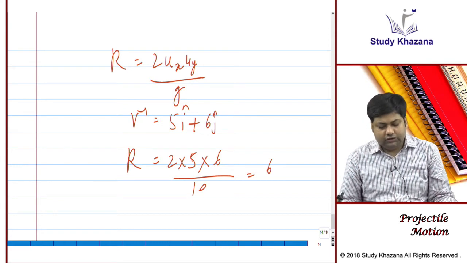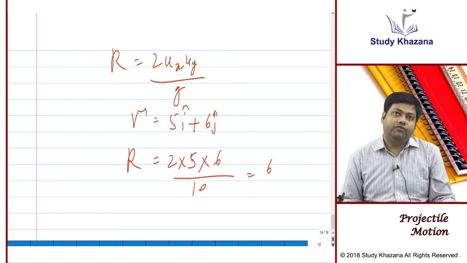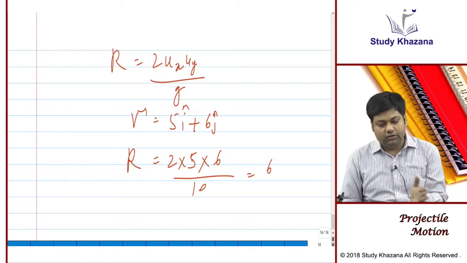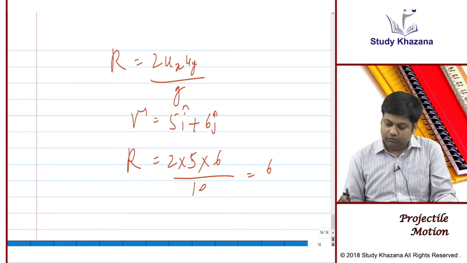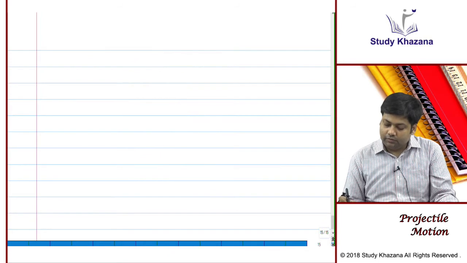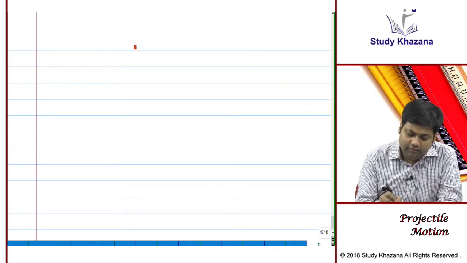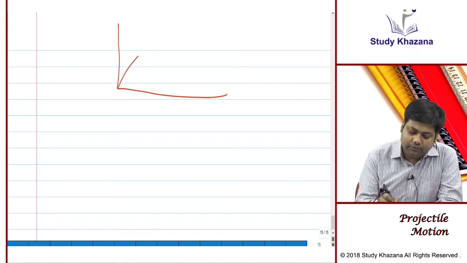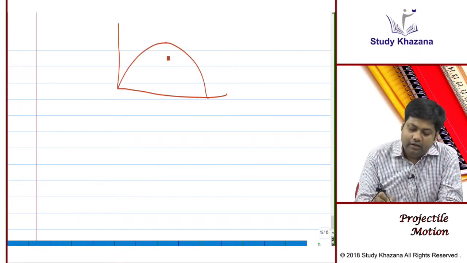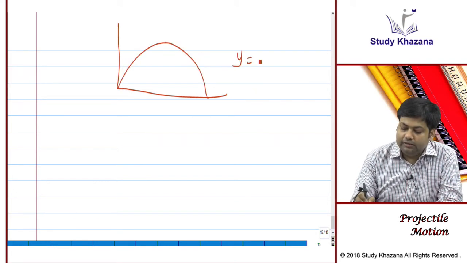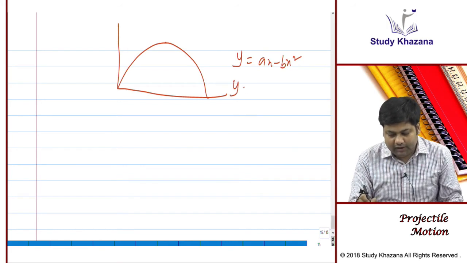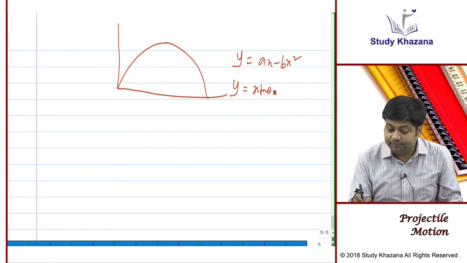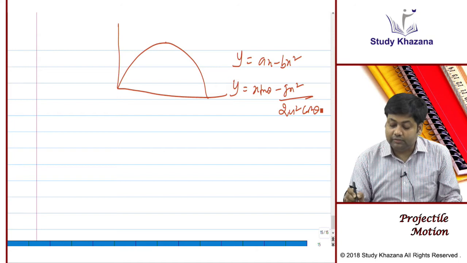Now we'll focus on some of the results coming from the calculus. So we analyze the projectile motion from the calculus point of view, how it reflects. When we talk of this projectile motion, we said it's a parabola, and the equation resembles y equal to ax minus bx square, and in the form of y, it was x tan theta minus gx square upon 2u square cos square theta.